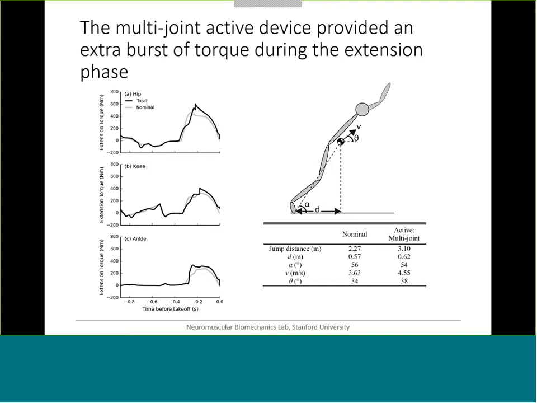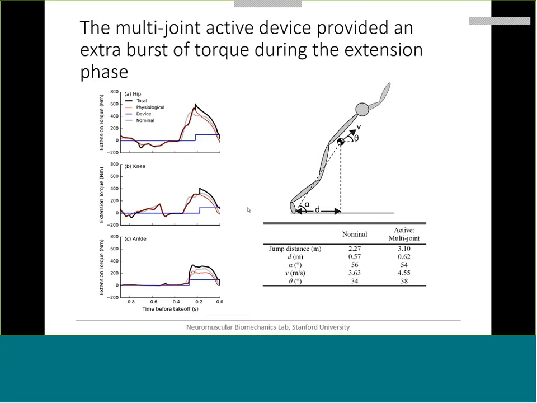The torque time plot on the left shows the total torque of the assisted case in black and the torque during the nominal simulation in gray. We see that a similar strategy is taken by the human during the first half of the simulation, during the counter movement phase. So we see that in the hip and the knee and the ankle down here that we have similar torque values.